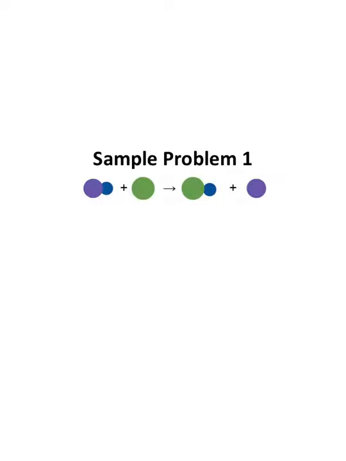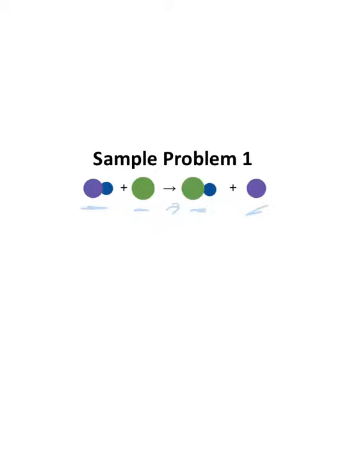All right, looking at this first sample problem. By looking at these pictures, we can identify what type of reaction this is. When I'm looking at this, the first thing I point out is that I have a compound plus a single element yields a compound plus another single element in my products.